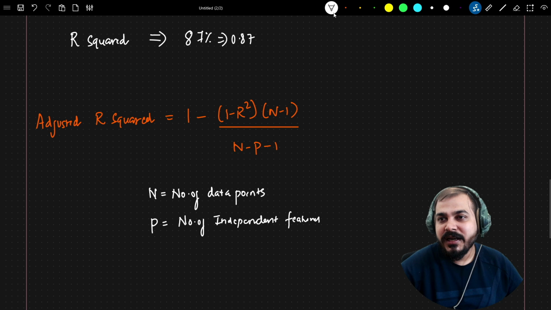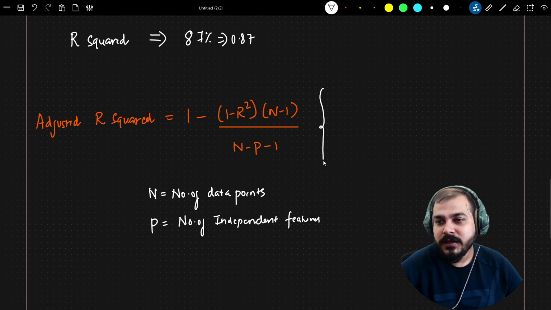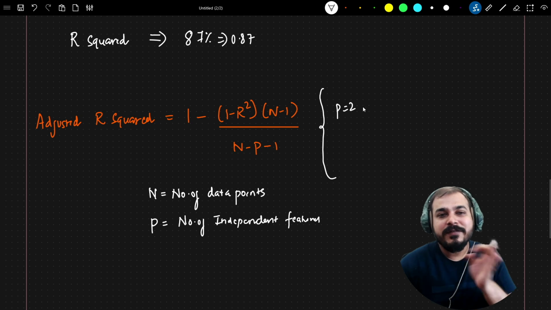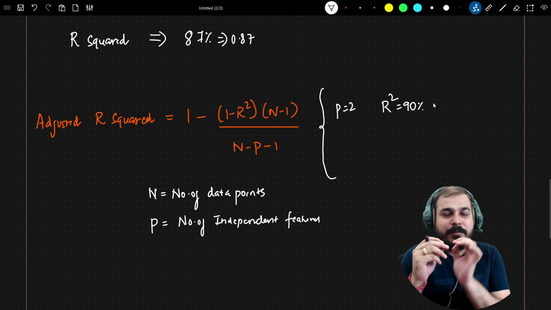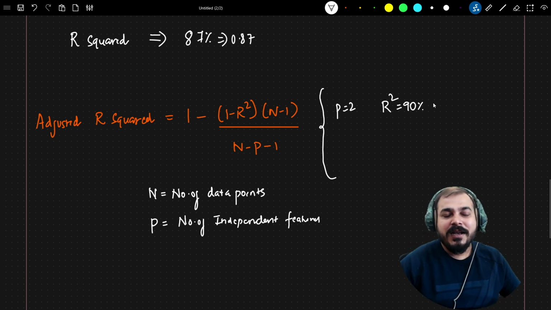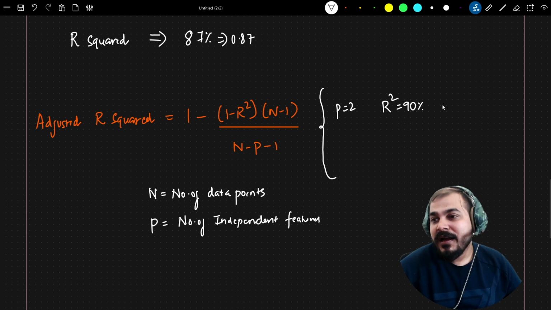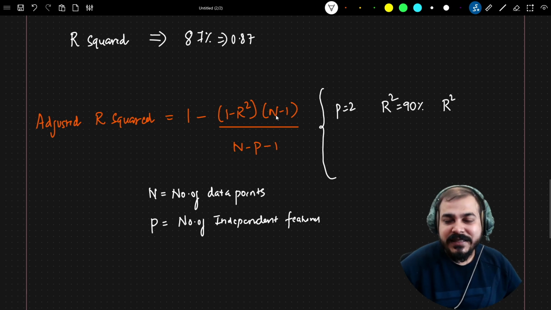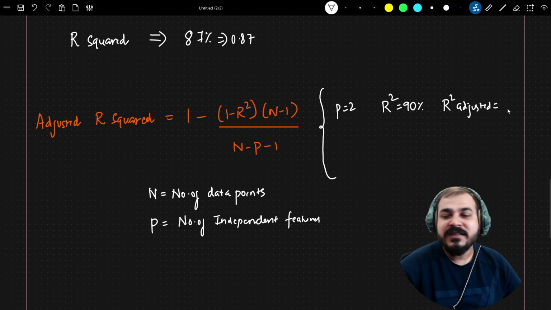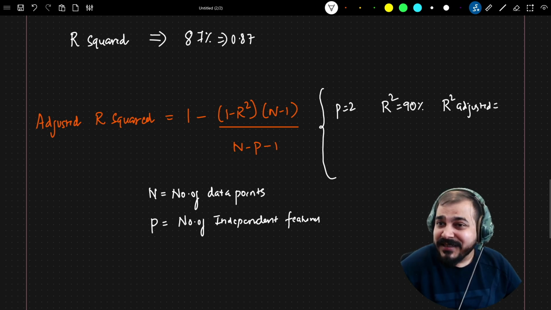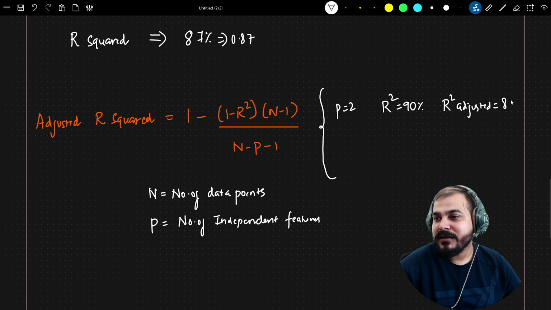Let's say initially my P value is something like 2. So this basically indicates that, let's say my number of independent features are 2. In this case, let's say my R squared is 90%. I'm just giving you a hypothetical scenario, right? If my R square value is 90, then if I try to apply the same formula with respect to R square adjusted, then here you'll be seeing that I will be getting less than this particular R square value. So here, let's say I'm getting 86%, okay?